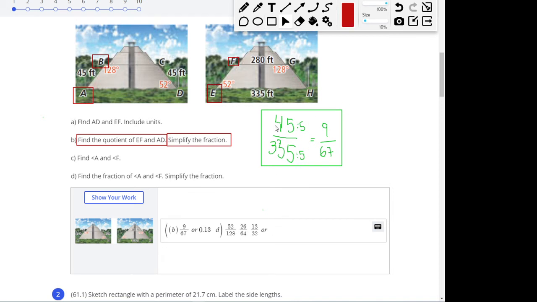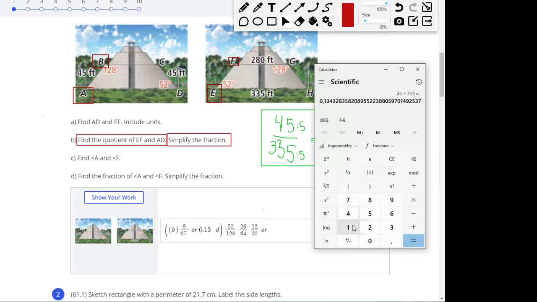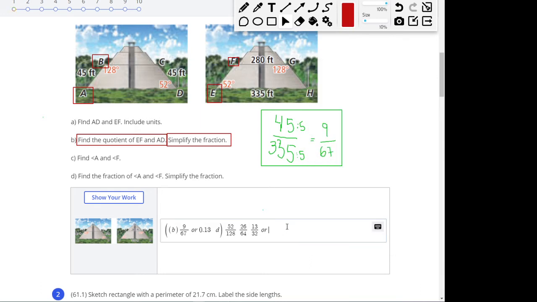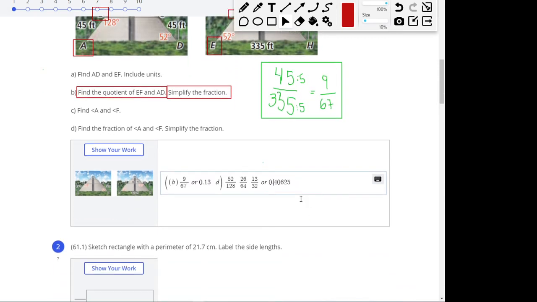45 divided by 335, okay? That's why. And 13 divided by 32 on the calculator. Let's do it. 13 divided by 32. If you want to give me this answer, no problem. 0.40625. Okay, guys, here's the solution for letter A.